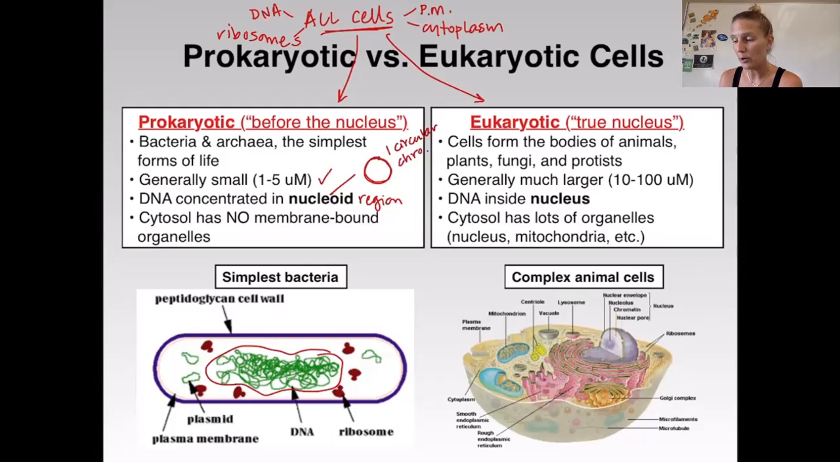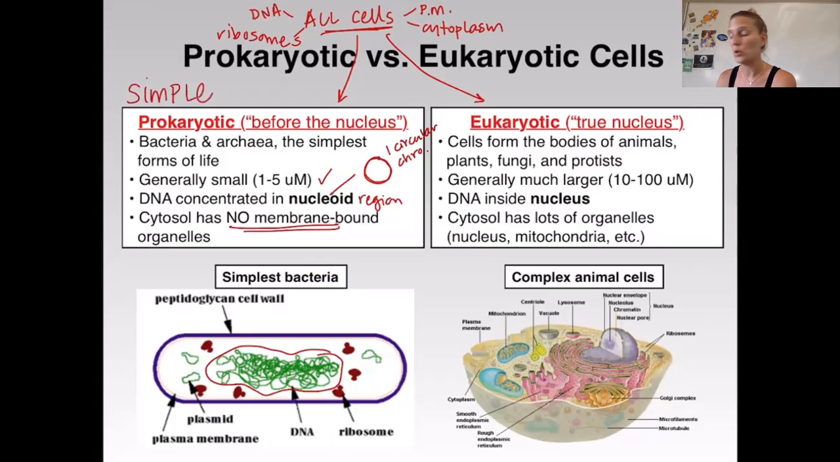And the cytoplasm has no membrane-bound organelles. Does it have ribosomes? Yes, because all cells have ribosomes. But it's not going to have any of those complex things like mitochondria and endoplasmic reticulum and all those other cool organelles that you're going to learn about, right? So these are the simple ones.